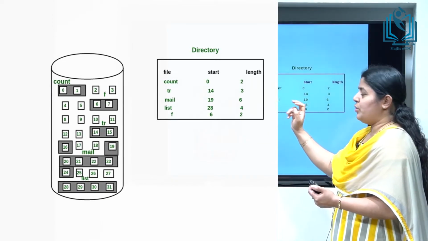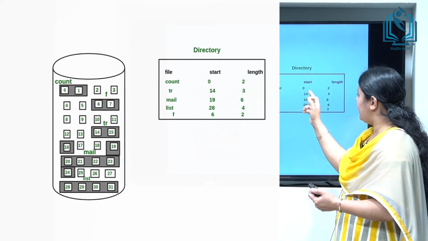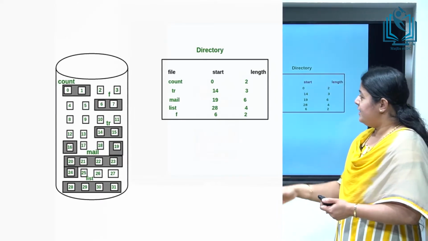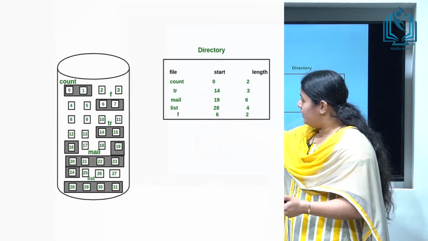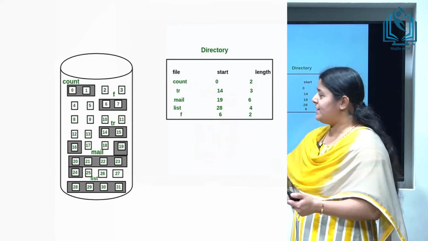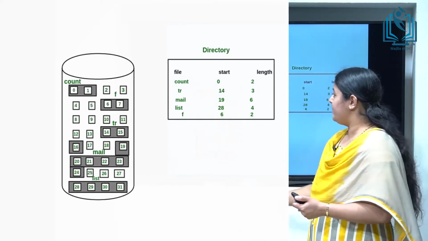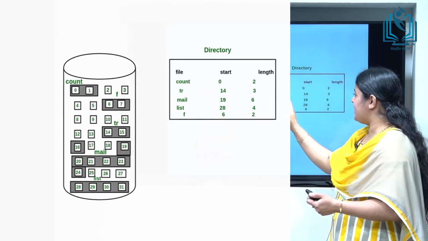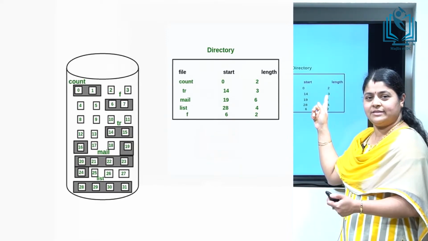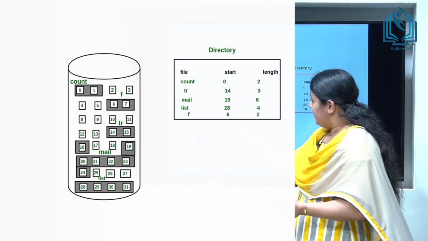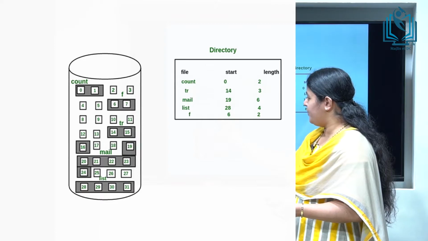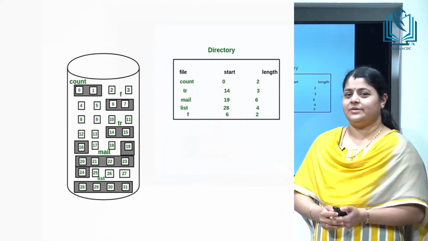First one is count. For the count file, the starting block address is 0 and the length is 2. In the disk allocation, the count file is stored in blocks 0 and 1, that is, in a contiguous manner. Next is tr. tr is a file, the starting block address is 14 and the length is 3. Then in the disk, tr is stored in the blocks 14, 15 and 16.